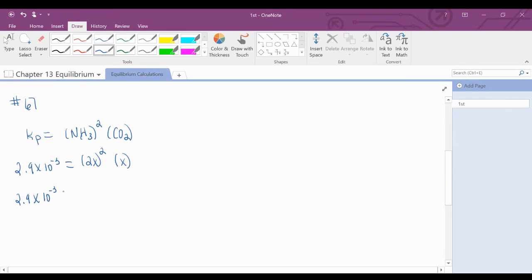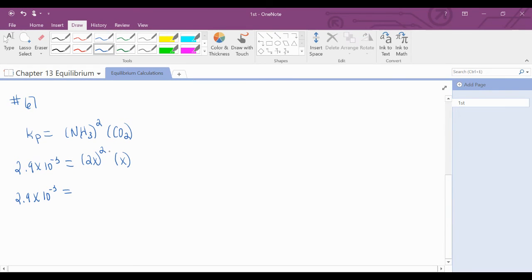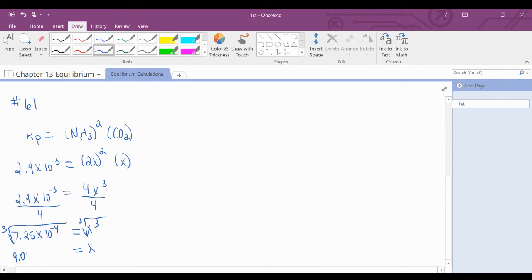All right, so if I reduce this down, we're going to square the 2 and square the X, and then multiply by X. So we're going to get 4x cubed. We're going to divide both sides by 4, so x cubed would be equal to 7.25 times 10 to the negative fourth. We're going to take the cube root of both sides, so x is going to be 9.0 times 10 to the negative second atmospheres as the pressure. And we know that x is CO2.